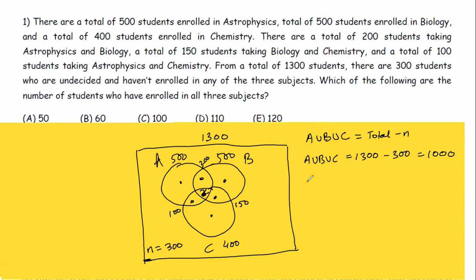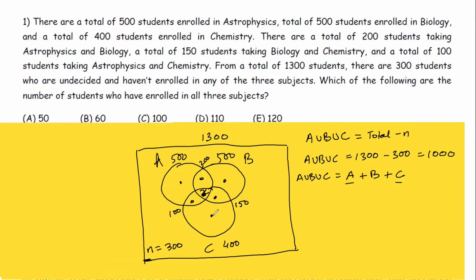So now we'll apply the formula. What is the formula? A union B union C is equal to set A, astrophysics, plus set B, biology. If you realize, when I do A and B, this 200 is coming twice. Similarly, when I do B and C, this 150 is coming twice, once in B and then when I include C. And similarly A and C, the 100 is coming twice, once in A and once in C.